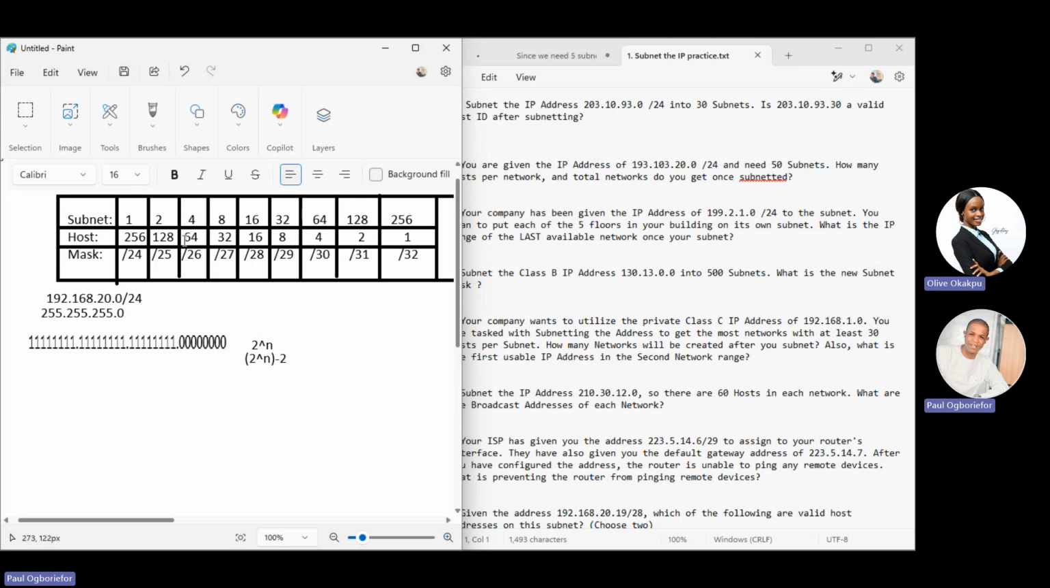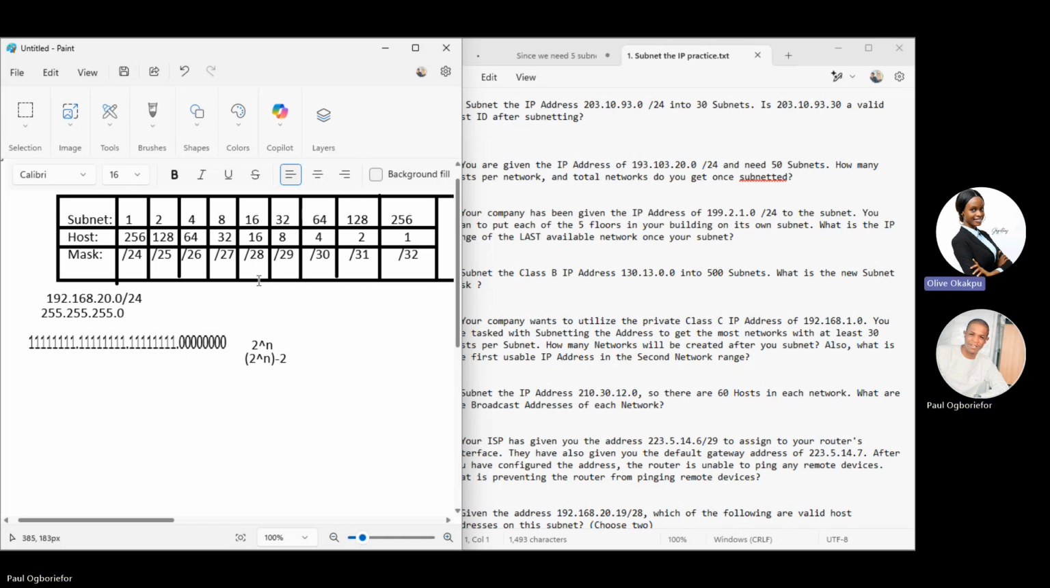So if you look at this table now, if they say divide this network into 8 parts, I am asking you now, and I want you to give me the answer. How many hosts do we have in each of the networks? We'll have 32. How many usable IPs do we have in each of the networks?